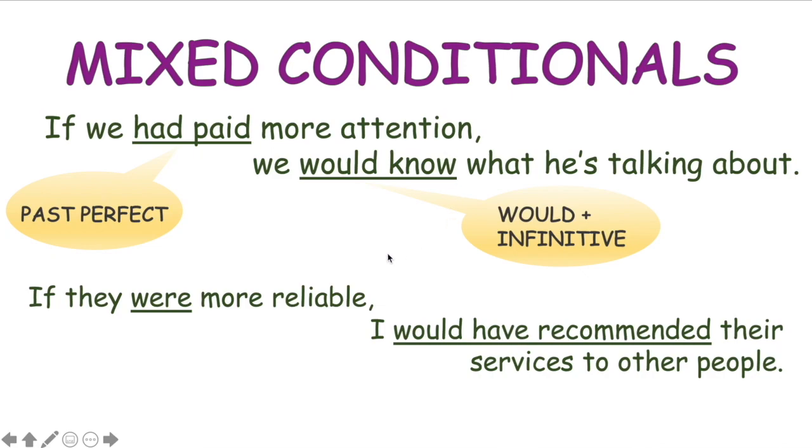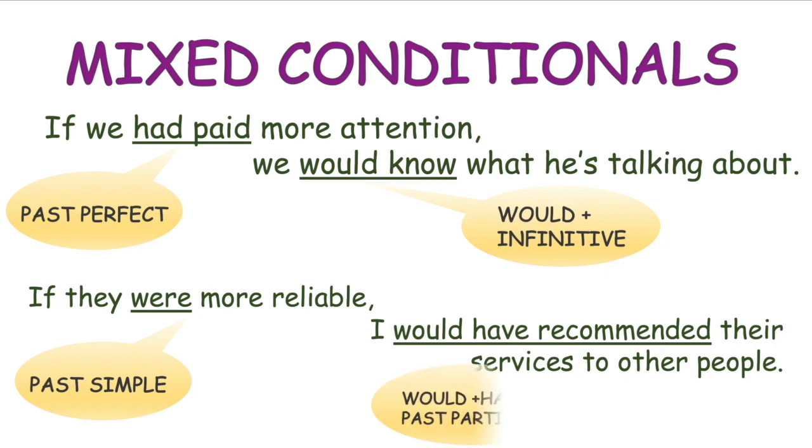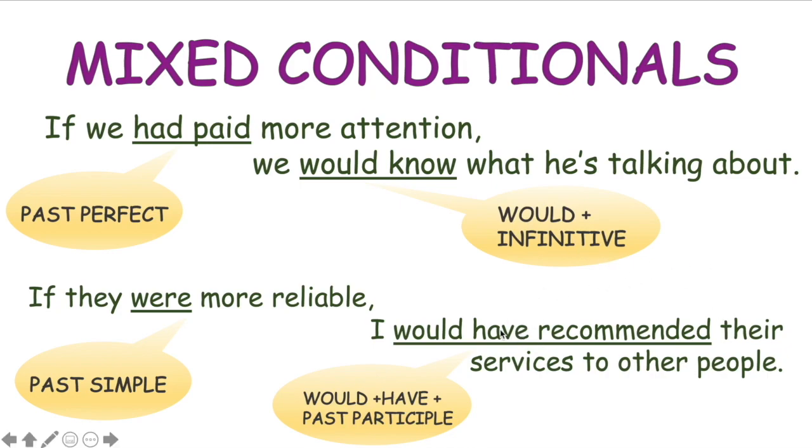And the other most frequent type of mixed conditional is, if they were more reliable, I would have recommended their services to other people. This refers to a general feature, the fact that they are not very reliable. And we express this with the past simple. This needs to be seen as, I said, general, an all-time available feature, the fact that they are not very committed. This caused me in the past not to recommend them to friends and family. So we use would plus have plus past participle. The past participle in this case is recommended.